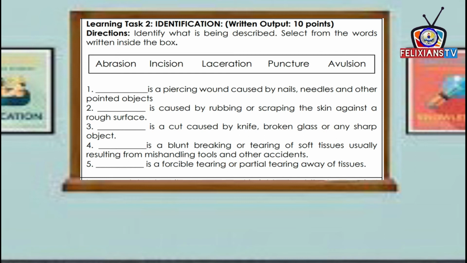Number 1 is a piercing wound caused by nails, needles, and other pointed objects. Number 2 is caused by rubbing or scraping the skin against a rough surface. Number 3 is a cut caused by knife, broken glass, or any sharp object. Number 4 is a blunt breaking or tearing of soft tissues, usually resulting from mishandling tools and other accidents. Number 5 is a forcible tearing or partial tearing away of tissues.